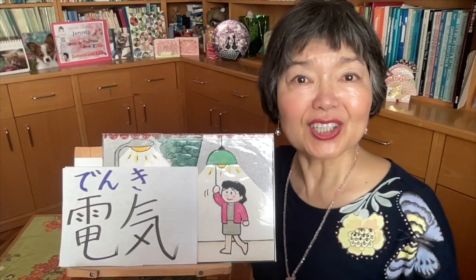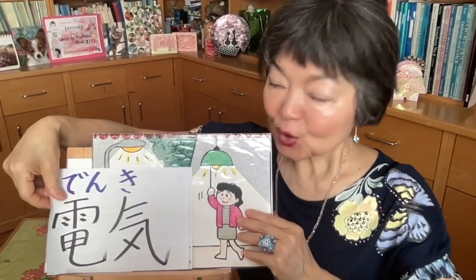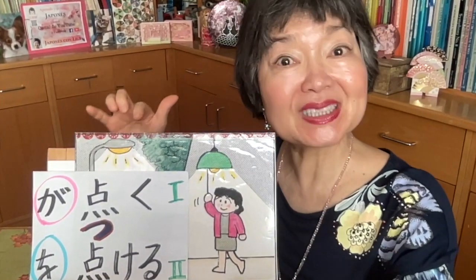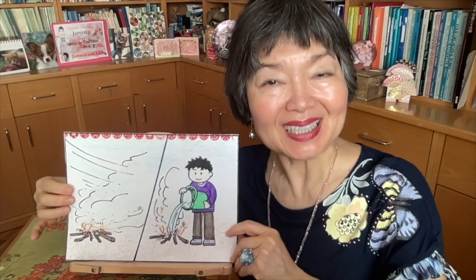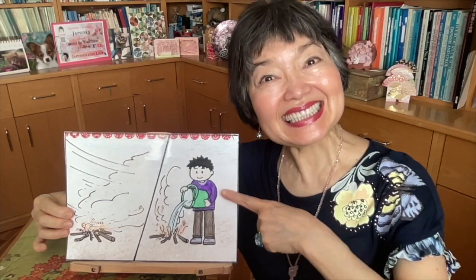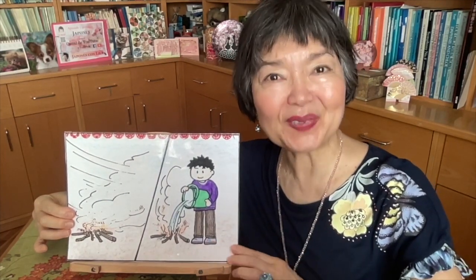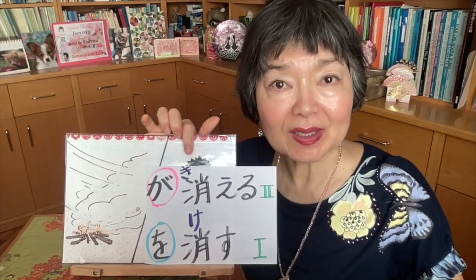Oh, let's turn the light on. Denki wo tsukemashou. Here, the fire goes out by itself. So this is intransitive verb, 自動詞. Someone puts the fire out. So this is transitive verb. Intransitive verb, something goes out.